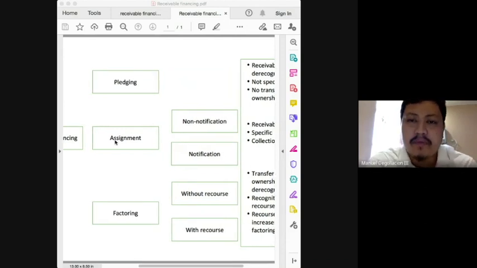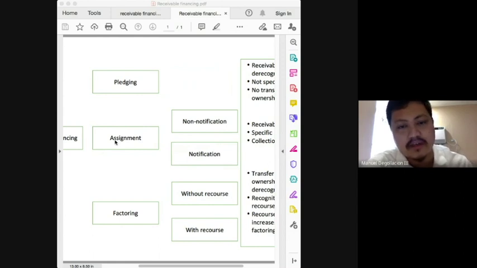The one who extends us a loan will be the one to make the collection. That is if the assignment is on a notification basis. Okay, but basically the point here is that pledging and assignment are similar in a way that the two of them work under the same arrangement wherein our receivables are going to be used as a collateral or a security.